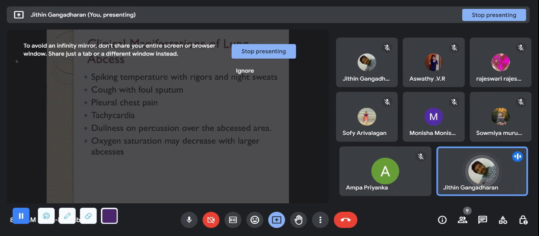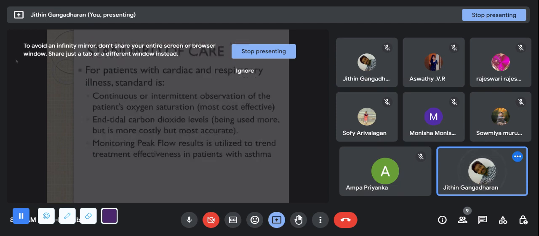There will be pleuritic chest pain and tachycardia. Then when we are percussing over the area, dullness will be there. When we percuss on the lung field, we must get a resonant sound. So if there is a lung abscess, we can hear dullness, and the oxygen saturation may be decreased.